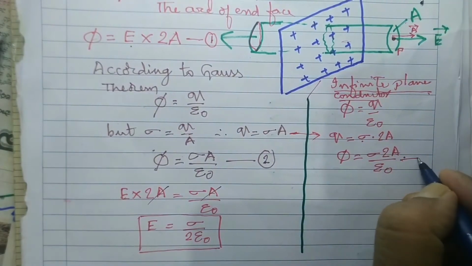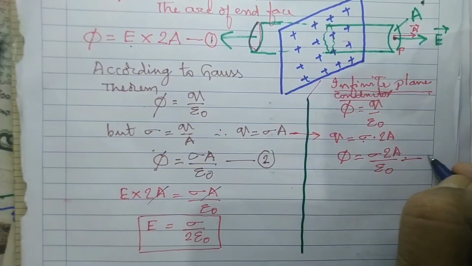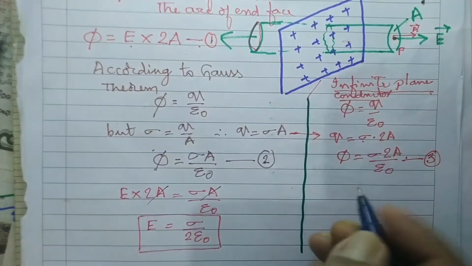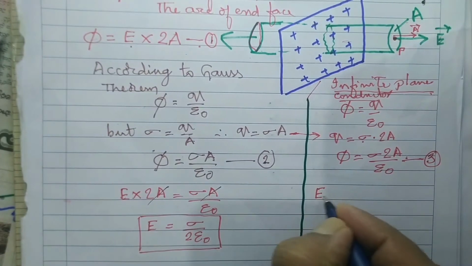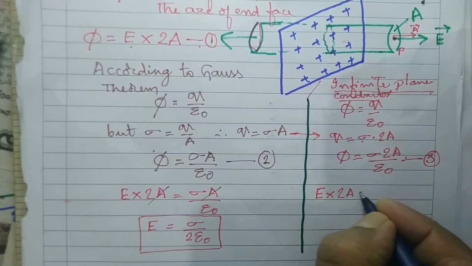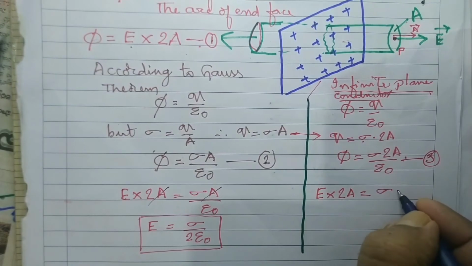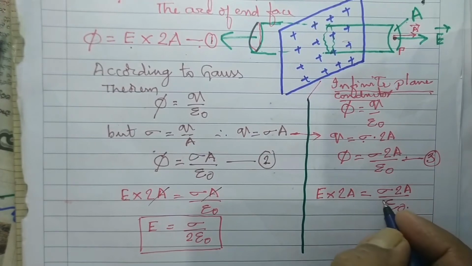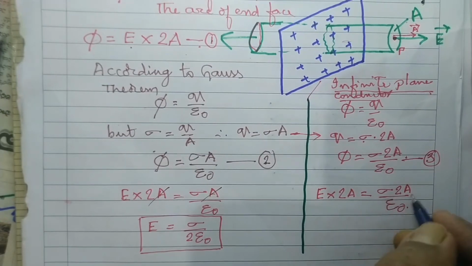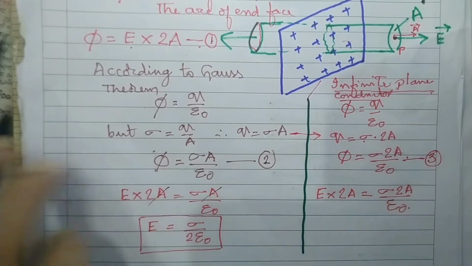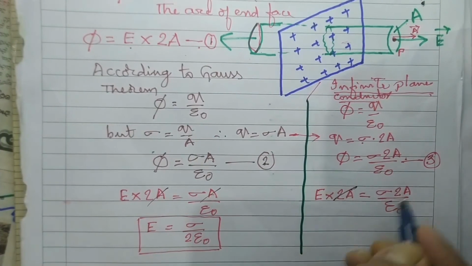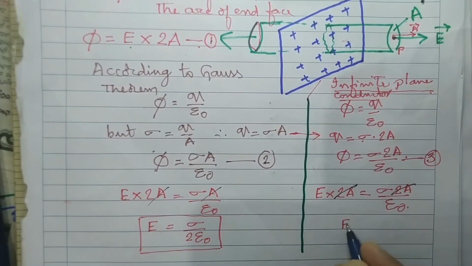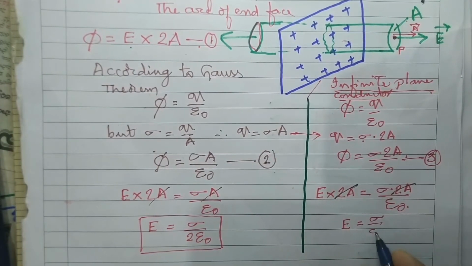Now, this equation I will call the third equation. This third equation and the first equation are to be equated now for this case. Then what happens? E into 2a is equal to sigma into 2a by epsilon 0. Now, you will find that 2a gets cancelled. Finally, we will get E is equal to sigma by epsilon 0.